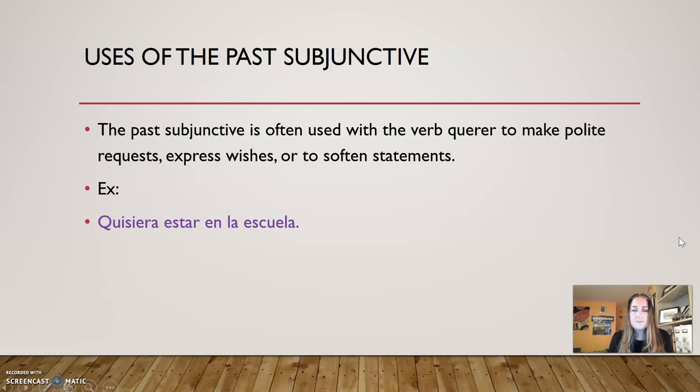Okay, so quisiera estar en la escuela is basically the same as saying quiero estar en la escuela, but it's just commonly used to express wishes. So, I would like to be at school, I want to be at school. Quisiéramos 2 enchiladas con pollo, por favor. We would like, again, 2 enchiladas, etc.